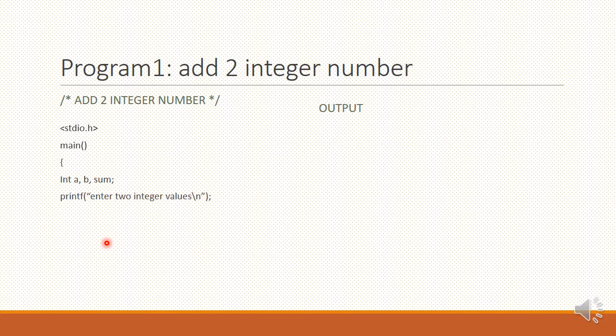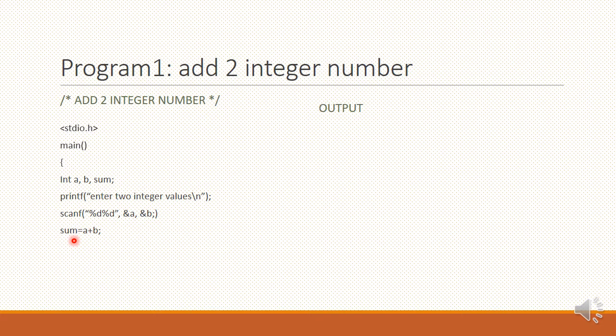So once again for understanding, I have put the printf statement to enter the two integer values, and in the scanf you are going to read the two numbers, that is %d %d, ampersand a, ampersand b. The same program is repeated, the only extra thing here is sum is equal to a plus b, because I want to add the numbers.